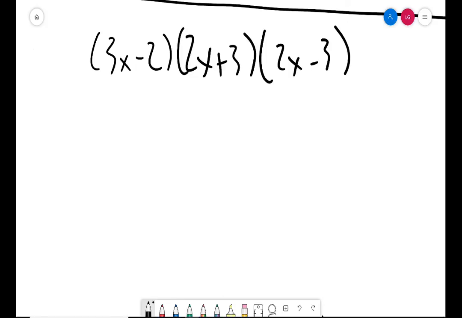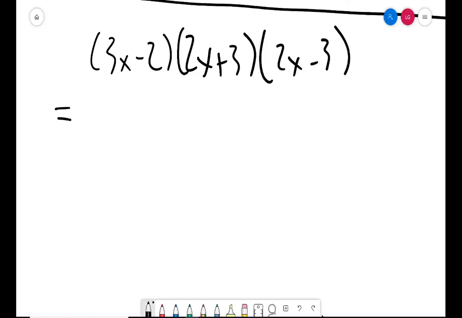Now, this is an interesting question because I said left to right. You don't always have to do left to right if you don't want to. And in some cases, it may actually be useful not to. You could do 2x minus 3 times 2x plus 3 times 2x minus 3 first if you'd like to. But I'm going to continue with the left to right. So if you decide to try that, see if at the end of it all, you get the same simplified version that I do.